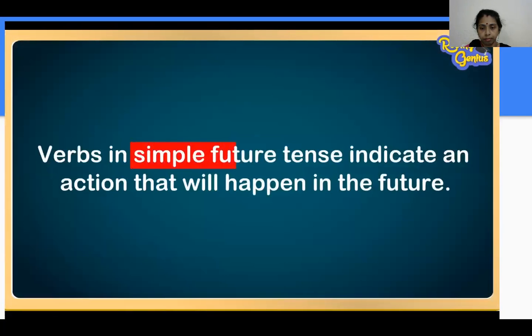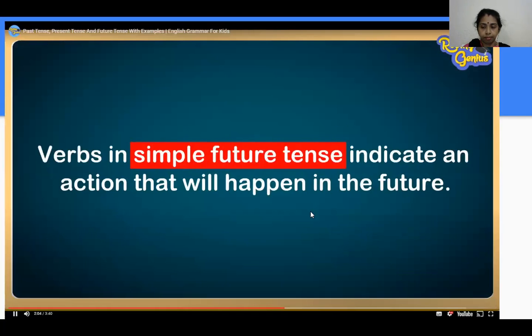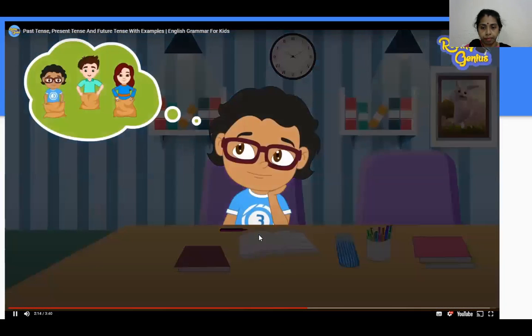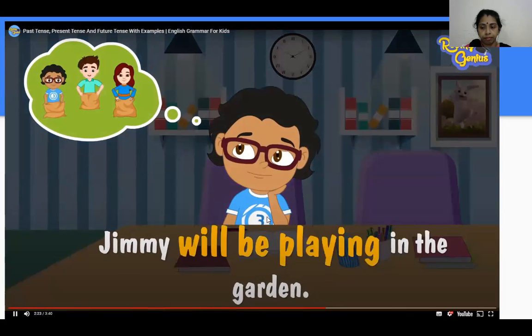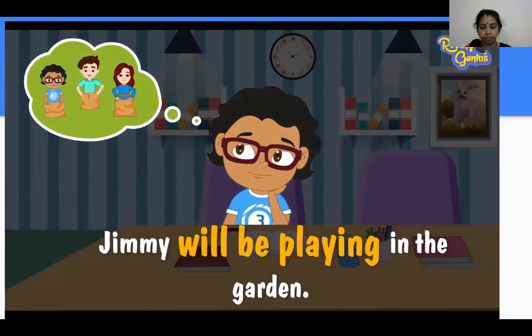Verbs in simple future tense indicate an action that will happen in the future. In this case, the verb simply begins with will. For example, Jimmy will be playing in the garden. In this sentence, the verb will be playing indicates an action in future which has not started.